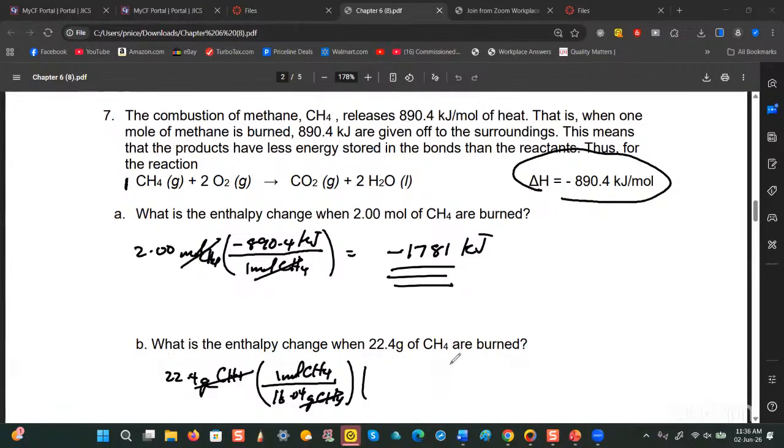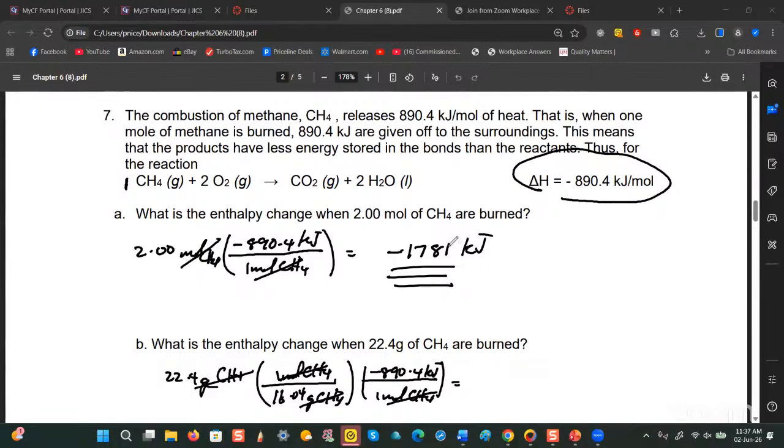Bring the mass. Oh, wait, no. We did that already. What's the next conversion factor? The enthalpy. Exactly, minus 890.4 kilojoules over 1 mole of methane. Right? So this will cancel out with that. So let's see what this gives. 22.4 divided by 16.04 times minus 890.4.